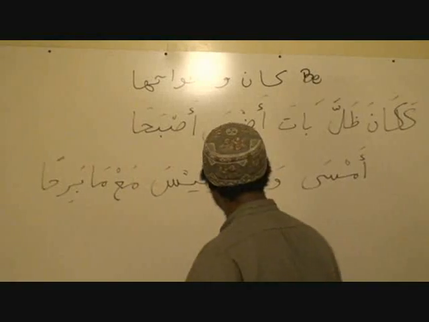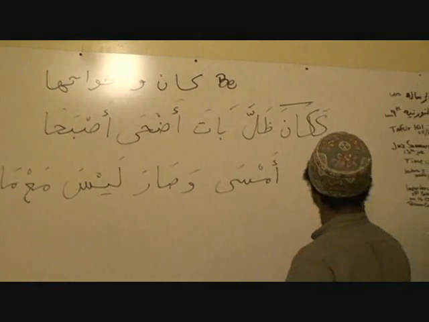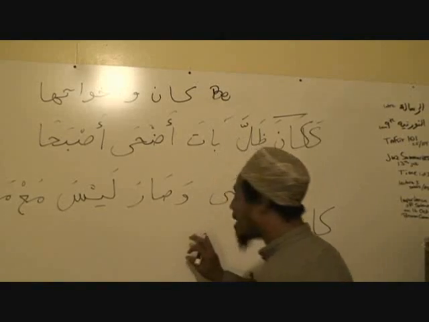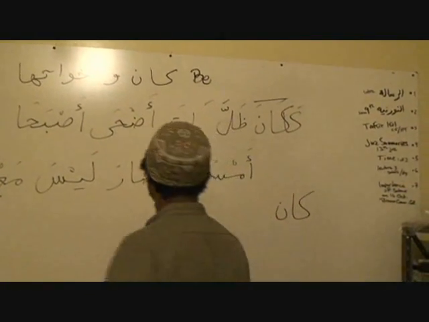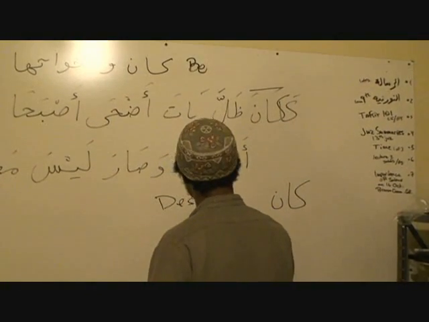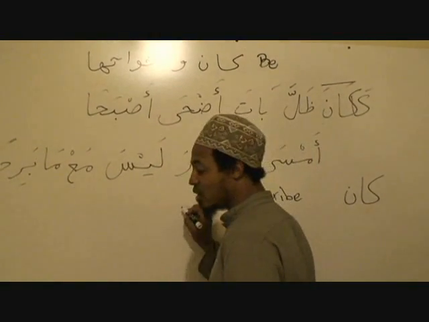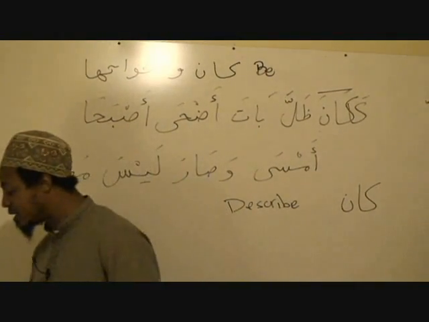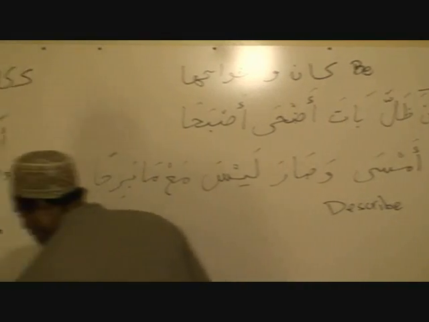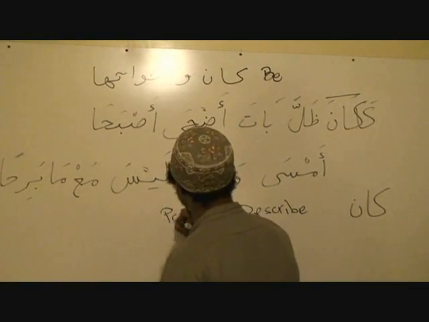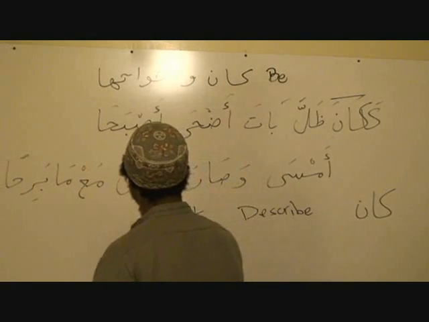The first one is kana. The first one we deal with is kana. It enters upon the mubtada and describes the ismu kana as being attributed with the khabar in the past tense. Something that happened in the past, in the madi.